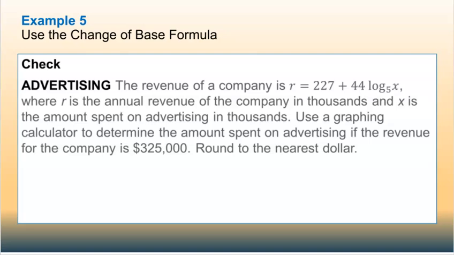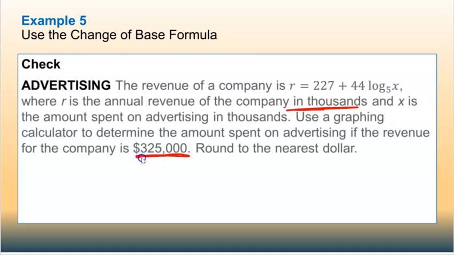And our last example. The revenue of a company is R equaling 227 plus 44 log base 5 of x, where R is the annual revenue of a company in thousands. So there's our key phrase here, in thousands. And x is the amount spent on advertising in thousands. Use a graphing calculator to determine the amount spent on advertising if the revenue for the company is $325,000, rounded to the nearest dollar.